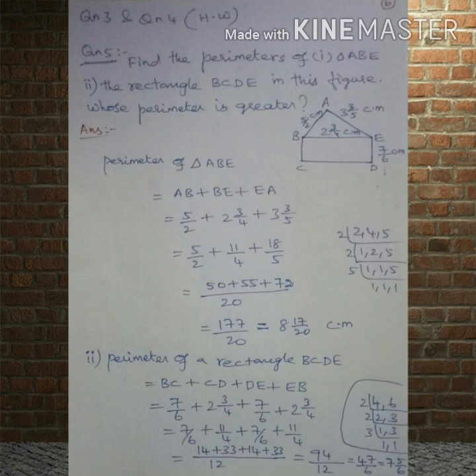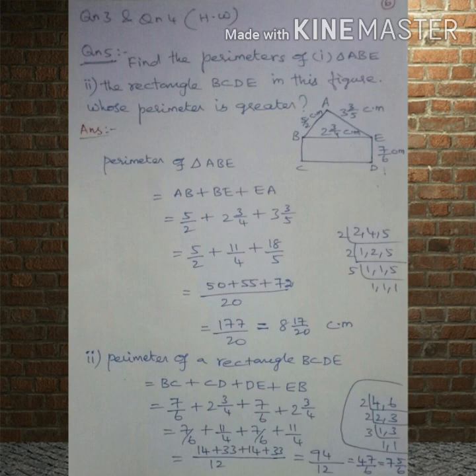LCM divided by the other fraction's denominator: 20 divided by 4 gives 5. That 5 multiplies with the corresponding numerator: 5 elevens are 55. Plus 20 divided by 5 gives 4. 4 eighteens are 72. Then we get the answer as 177 divided by 20.